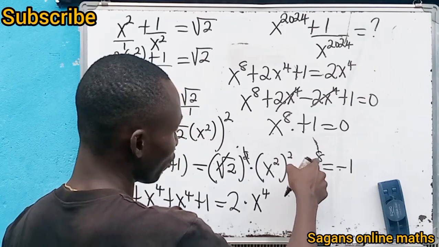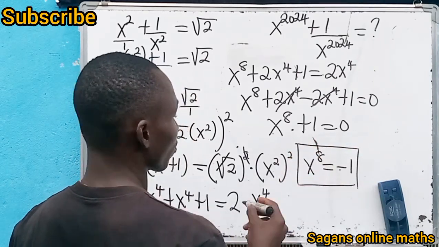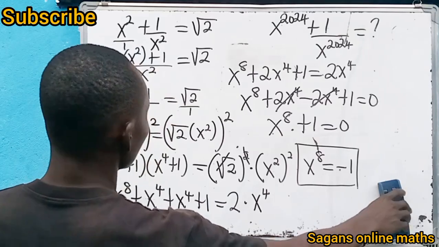That means x to the power of 8 is equal to minus 1. Take note of this. This is very important. Okay. Now let's remove this from here.